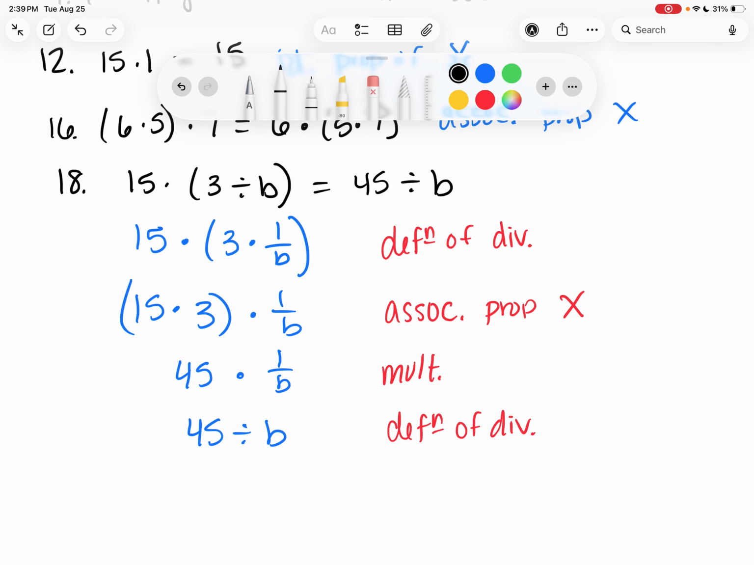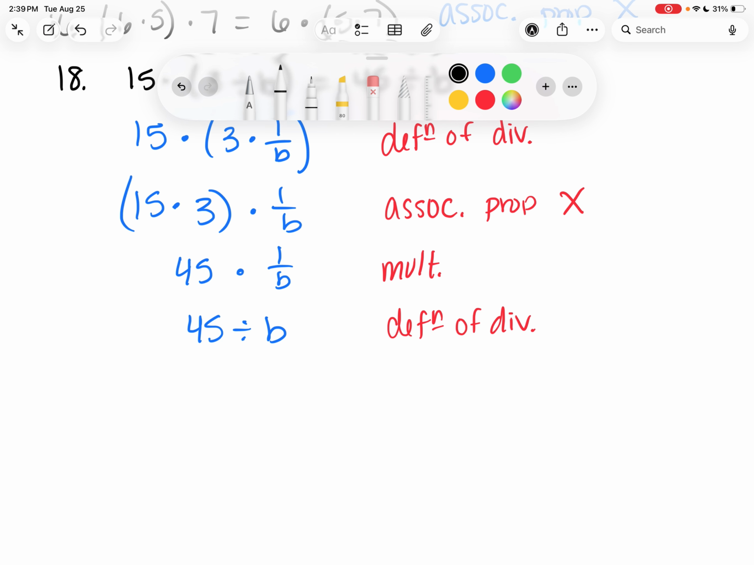All right, the next one, I'm going to go a little bit out of order here just because I want us to see something before I do a different one. So I'm going to jump to 22. This problem is in parentheses 12b plus 15, and then minus 3b outside the parentheses is equal to 15 plus 9b.